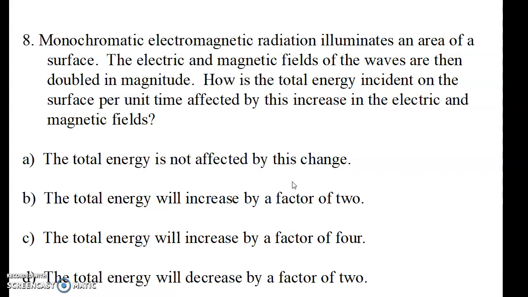Number 8. The monochromatic electromagnetic radiation illuminates an area of a surface. The electric and magnetic fields of the waves are then doubled in magnitude. Okay? No, we skipped. Yes, that's 7. Okay, this is 8. And then how is the total energy incident on the surface per unit time affected by the increase? And that is, if that's doubled, this right here is by a factor of 4. So the answer there is C.